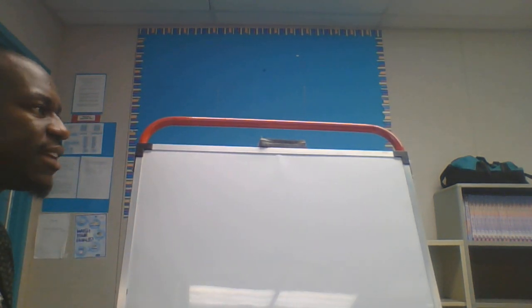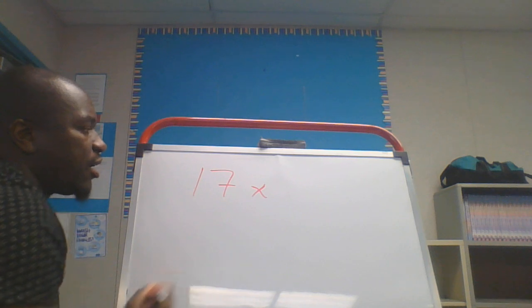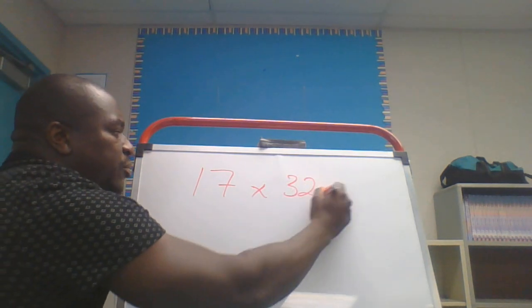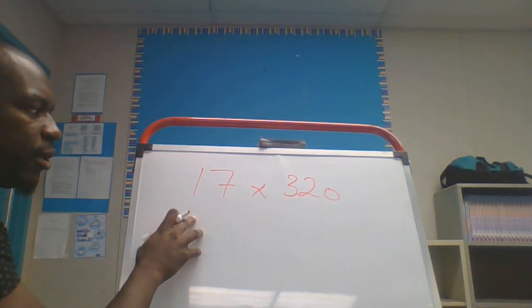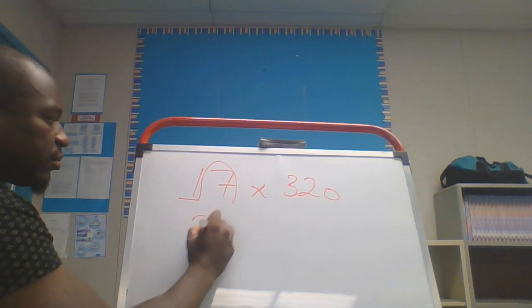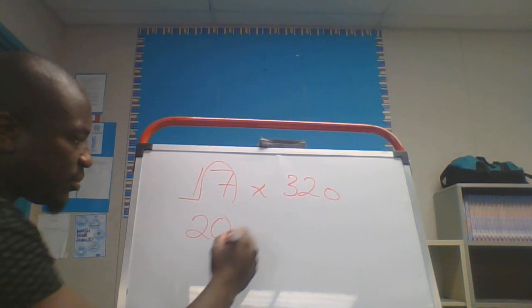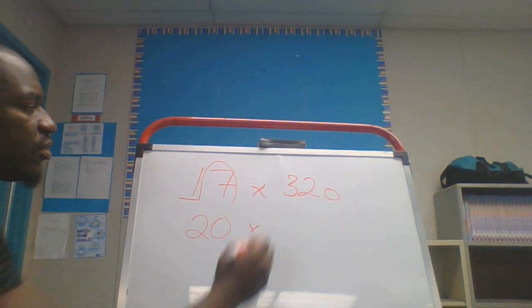Okay. The part three is estimating and rounding. So, for example, if I have estimating products, 17 times 320, I need to round both of these and multiply. So I'm going to underline here. I'm going to round up because this is 5 or more. So I hope you paused it and gave this a shot.